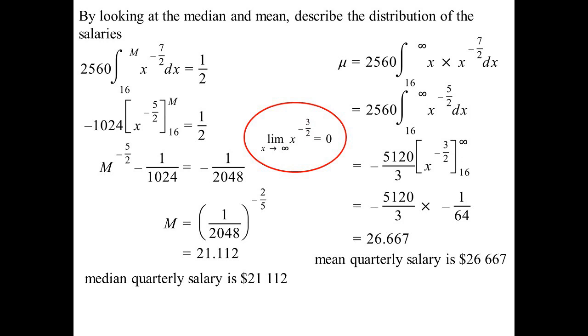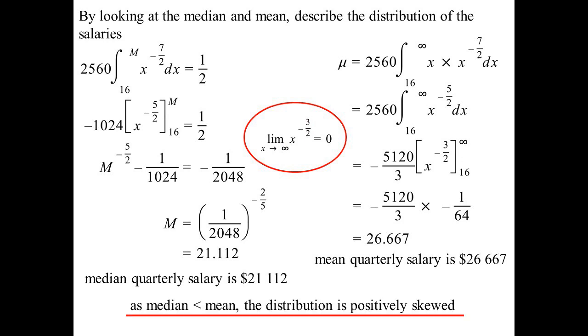26,667. So what does that tell us about the distribution? It tells me the median is less than the mean. So half of the data is on the left-hand side of the mean. That's what we call positive skew. You recall that one from, what year did you do that? Year 10, year 9 or something like that?